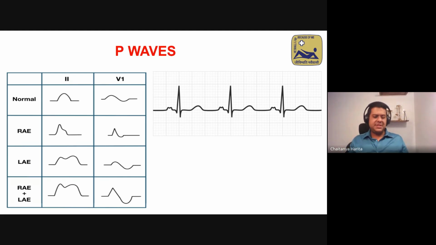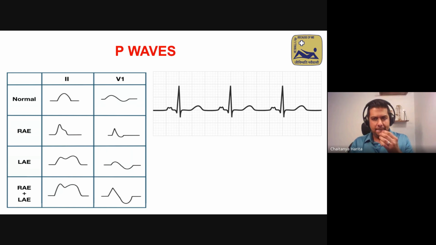So coming to each wave separately. The first is the P wave. So normally we look at the P wave in the physiological lead, which is lead 2. We also look at V1. If you remember in the first diagram, V1 is on the right side of the heart. It's the only lead on the right side of the chest wall. It corresponds to the right atrium roughly.